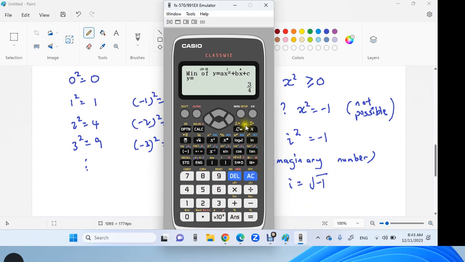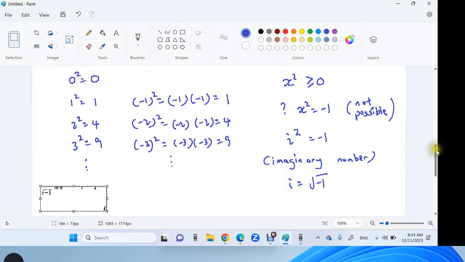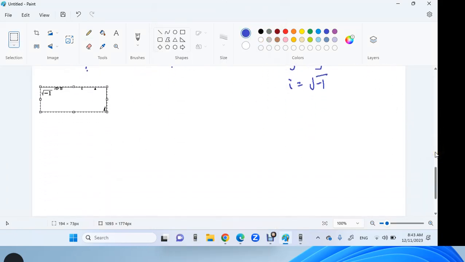So in your calculator, in the normal mode, if you key in the square root of negative 1, it will give you a math error. But when you change the mode to complex number, complex, then the square root of negative 1 will give you i. Okay, so this is very powerful.